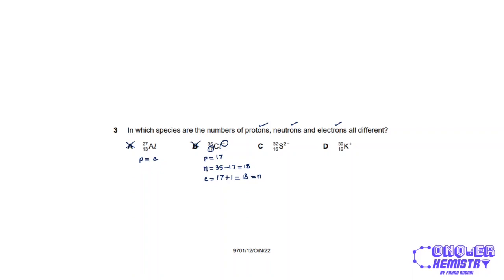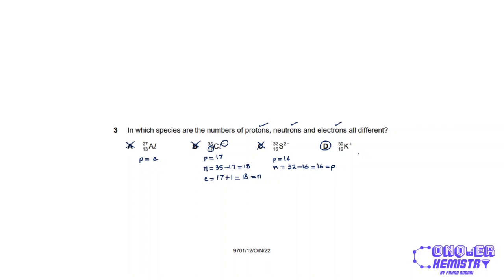Option C, we can clearly see over here that the proton number and neutron number are going to be the same. Don't believe me? Check this out. 32 minus 16, upper minus lower number, that gives us 16. Same as the proton number. And so this is gone, and we are left with option D. That's the only one left.